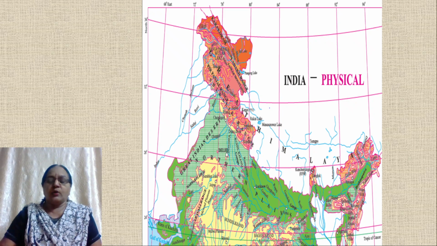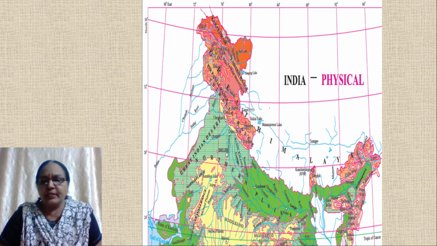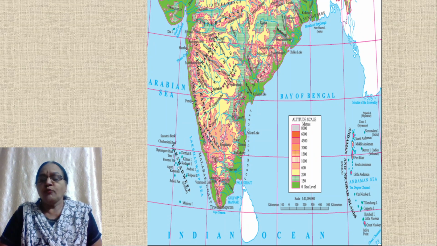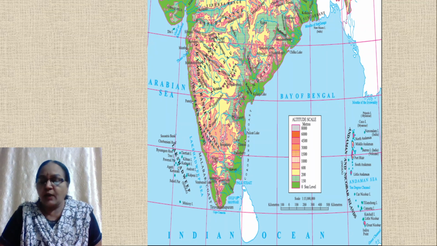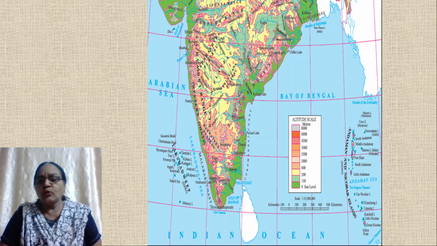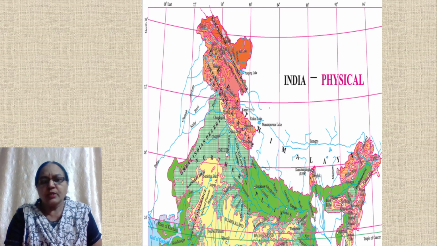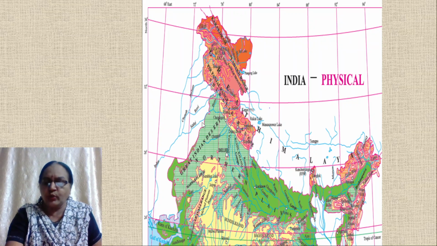Now here is a physical map of India. When you look at the index, you will find that we have the altitude in meters. Various colors have been shown, and looking at that, you will find the maximum altitude shown here is 8,000 meters, and that is in North India. Can you see here? The altitude here will be more than 8,000 meters, and it is shown in North India.